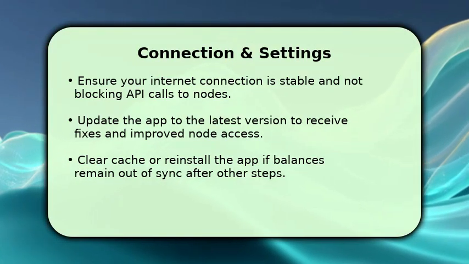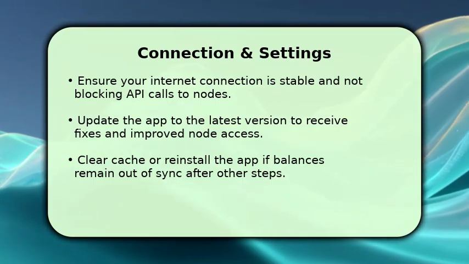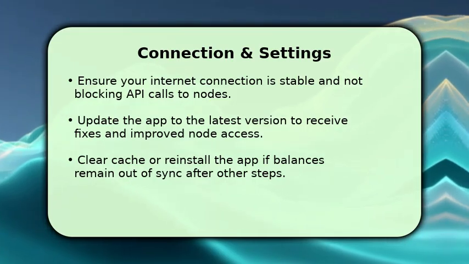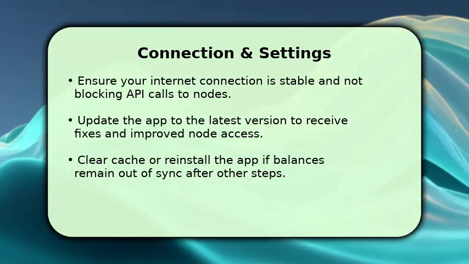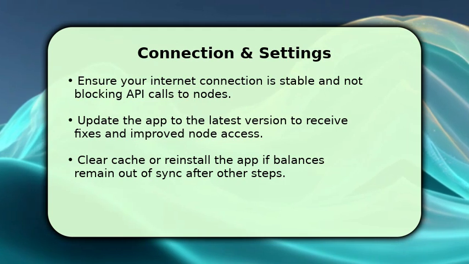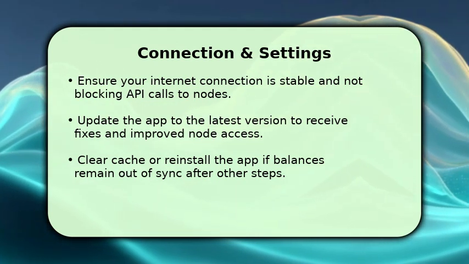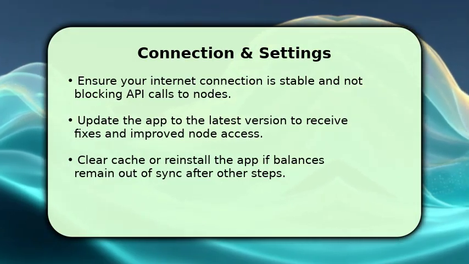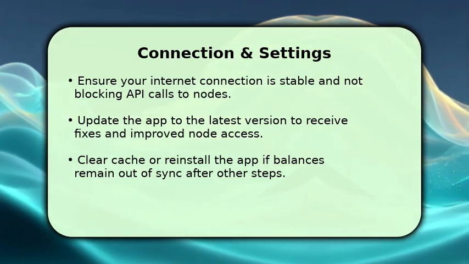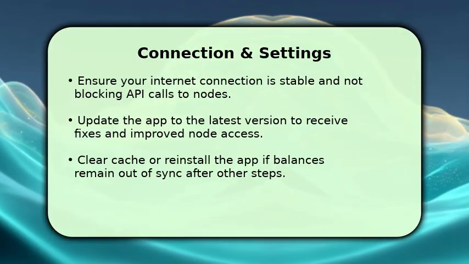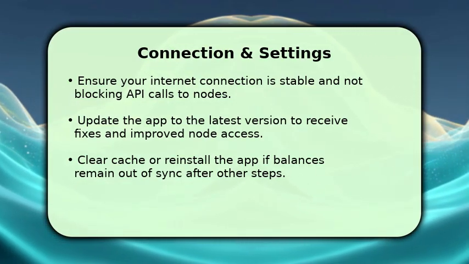Connection issues and outdated app versions often cause balances to vanish, so start by checking your network and updating Trust Wallet. A stable connection allows the app to query nodes and fetch accurate balances, while updates fix known bugs. If problems persist, clear the app cache or reinstall Trust Wallet after securing your seed phrase. These steps restore normal balance display without risking your funds, and they usually fix the issue quickly.